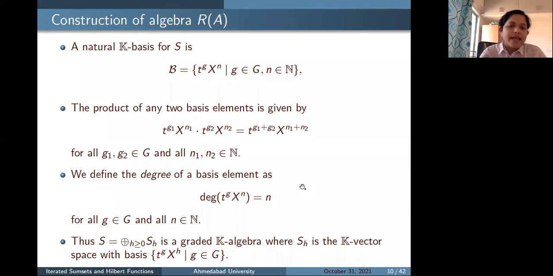And for any element of this basis, the degree of this basis element is denoted as n. So clearly, if I have a group G, I can construct S, which is a direct sum of S_h, and this is my graded K algebra. And this S_h is a K vector space with the basis t^g x^h.